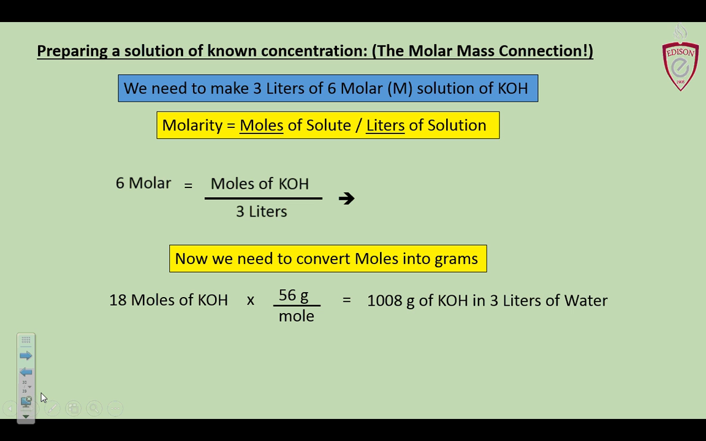That's right, and I'm going to get 1,008 grams of KOH. I'm going to put that into the 3 liters of water. And so then I can measure my solution: a kilogram, almost, a little more of KOH, and I can measure 3 liters of water. Right. Those 2 things, I mix them together, and I've got my solution.